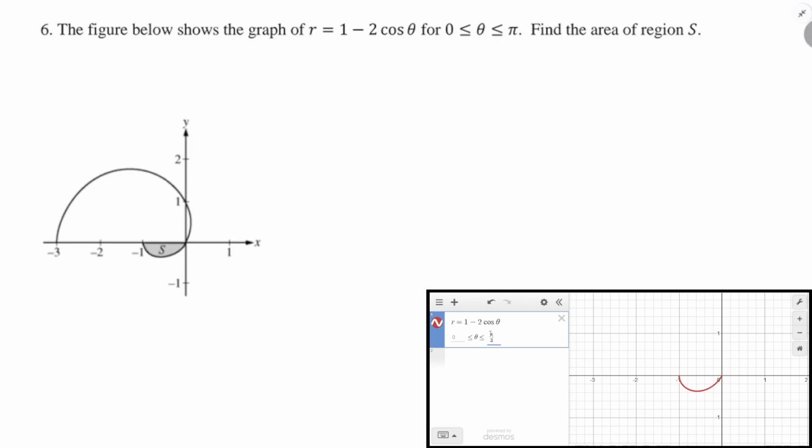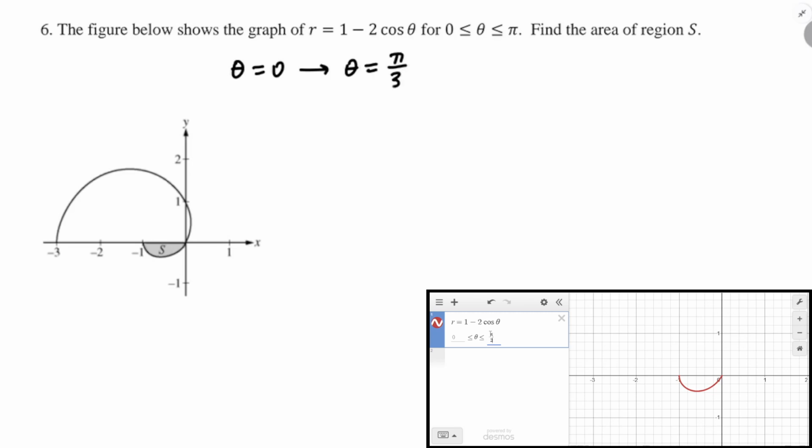Pi over 3, yes, okay. And that also makes sense because cosine of pi over 3 is 1/2. All right, so I know that this region S is really running theta equals 0 up to theta equals pi over 3.